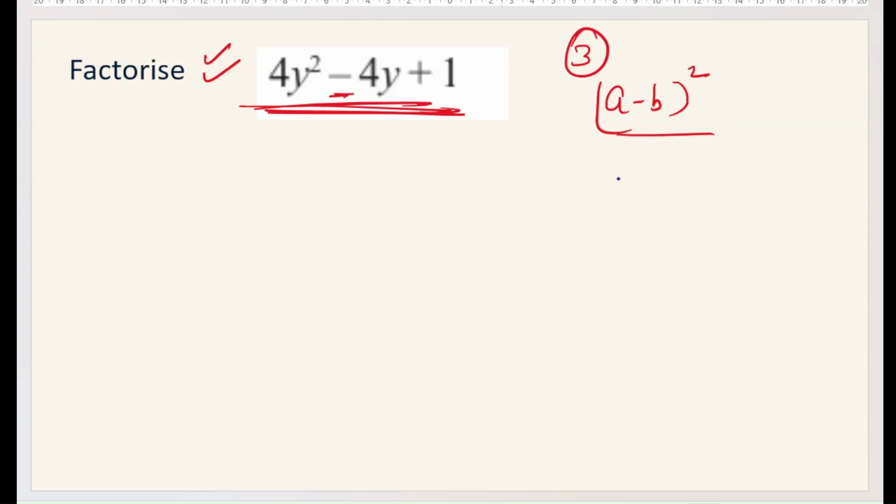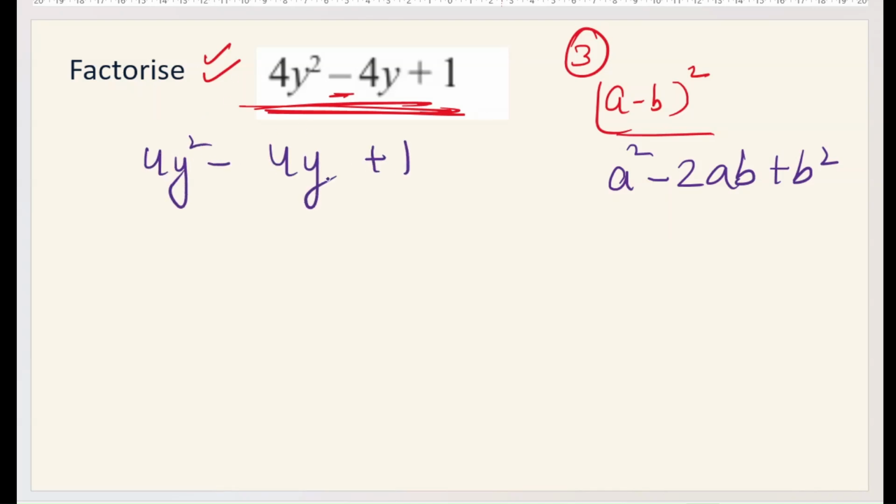Okay. So that is equal to a square minus 2ab plus b square. So first term, 4y square minus 4y plus 1. First term is a square of something, yes. 2 square is 4, so that is 2y whole square. Last term is 1 square.